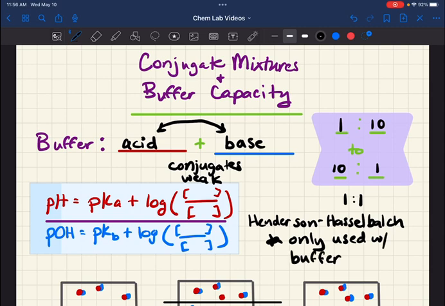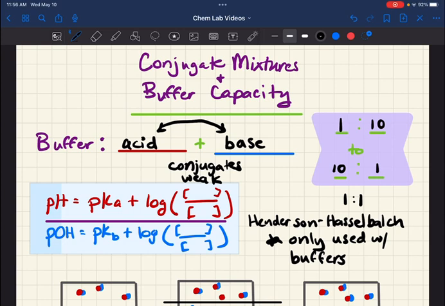So you need to make sure that you are using a weak acid and its conjugate base, or a weak base and its conjugate acid, and that you are within the ratio range in order to be able to use the Henderson-Hasselbalch. If you only have a weak acid or only have a weak base and there's no conjugate present, this formula will not apply, and you can just use a regular ice table.